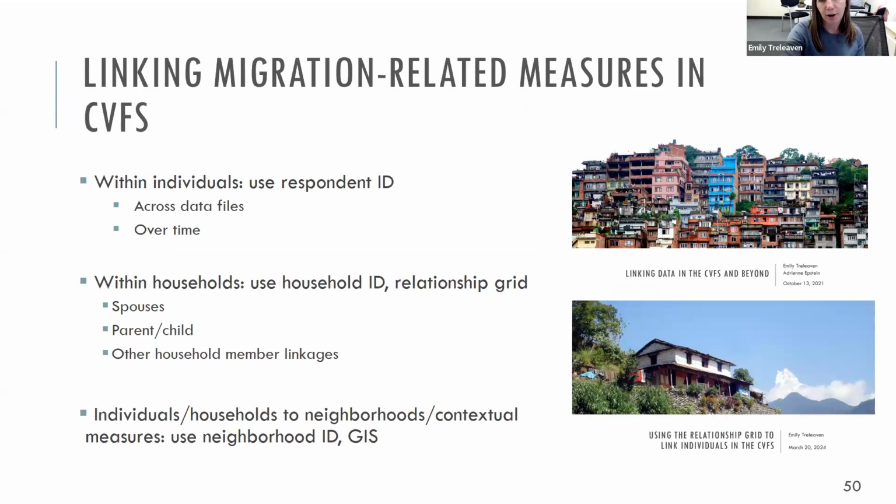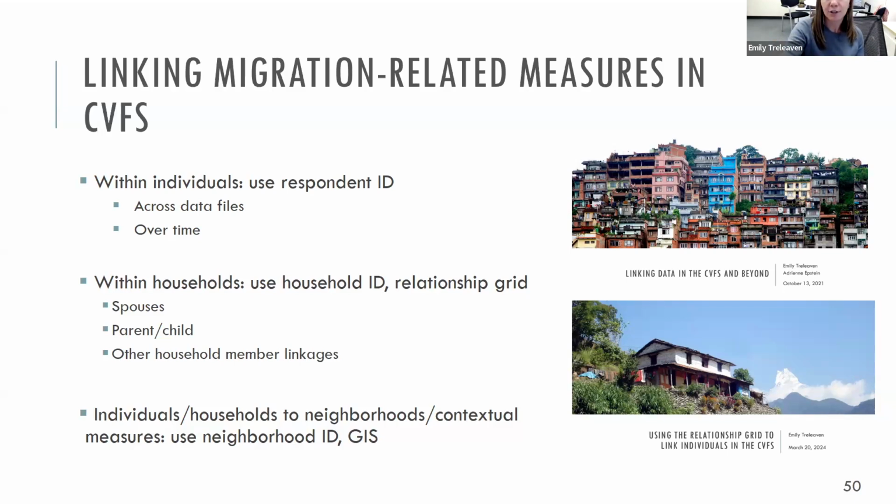The first is a webinar on data linkages, which I gave with Adrian Epstein in October of 2021. And then the second, for linking across individuals within the same household, I gave a webinar in March of this year on the relationship grid, which is the data file that links unique individual identifiers across households. So that's the easiest way to link parents and children, to link siblings, or other relationships of interest.